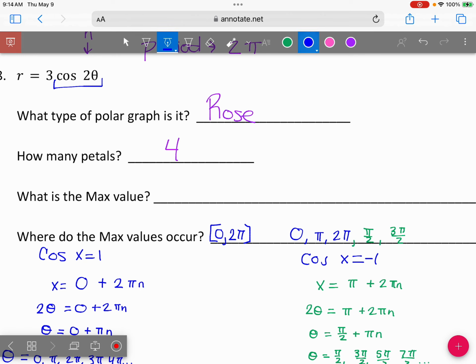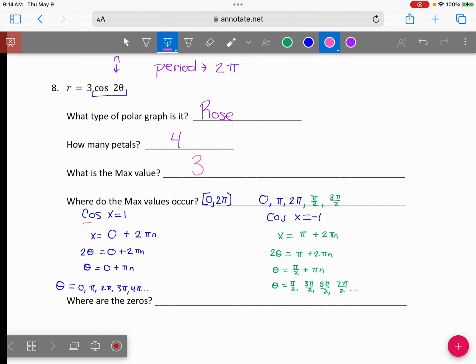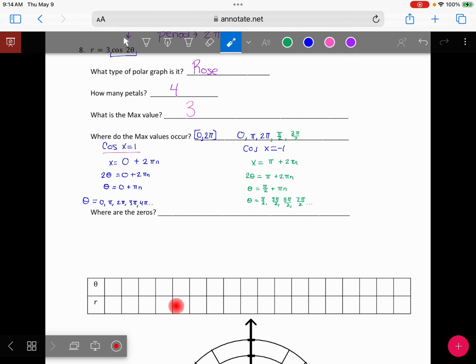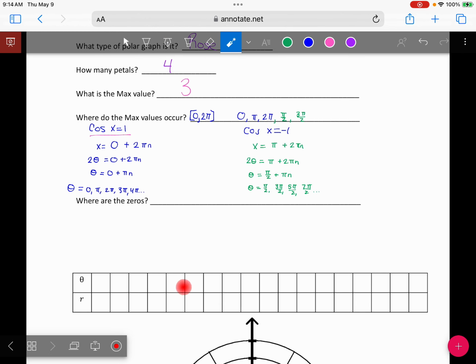3. I heard it. It was whispered, but it was there. Our maximum value is going to be 3. When these equal 1, for all of these values, it's going to have a radius of 3. For these ones, it's going to be +3, and for these ones, it's going to be -3. So when we're filling in our tables, I have 1, 2, 3, 4, 5 of my values already filled in. I don't have to put them in the calculator, ready to rock and roll.